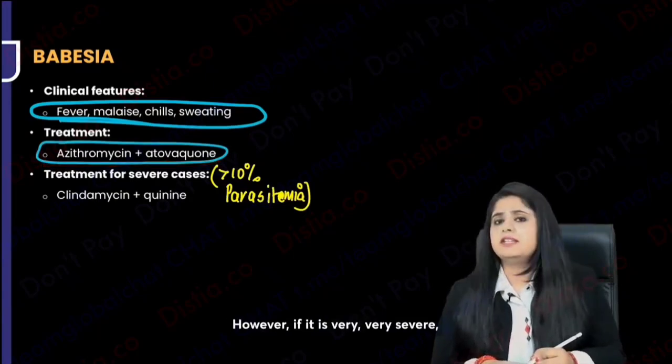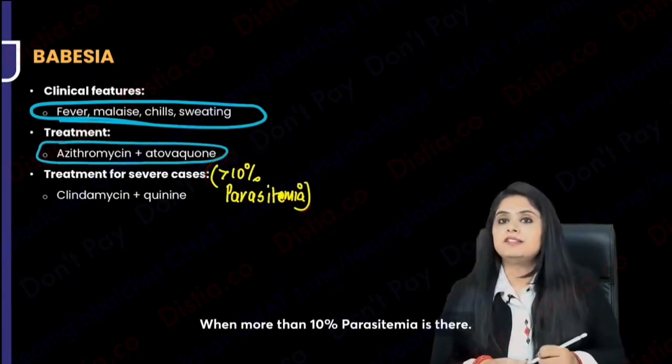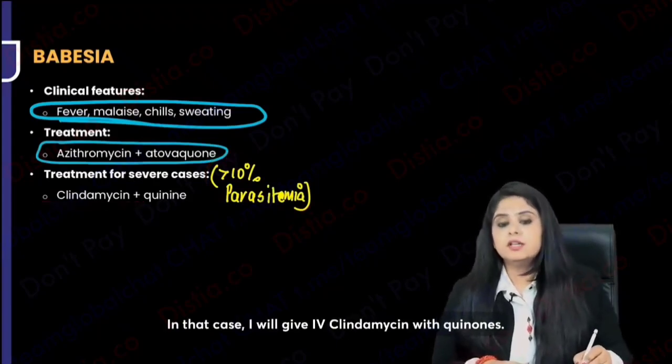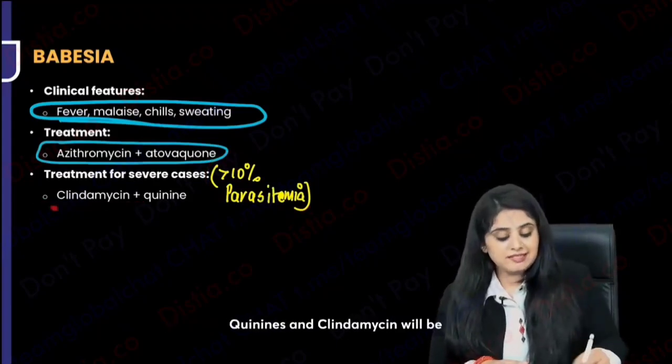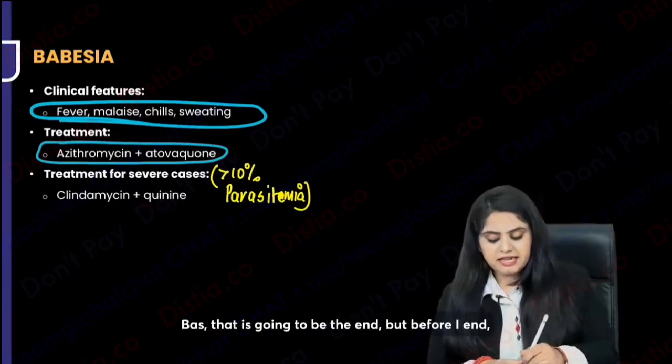However, if it is very, very severe, and when do I say it is very, very severe? When more than 10% parasitemia is there. In that case, I will give IV clindamycin with quinine. So quinine and clindamycin will be given in more than 10% parasitemia. But that is going to be the end.